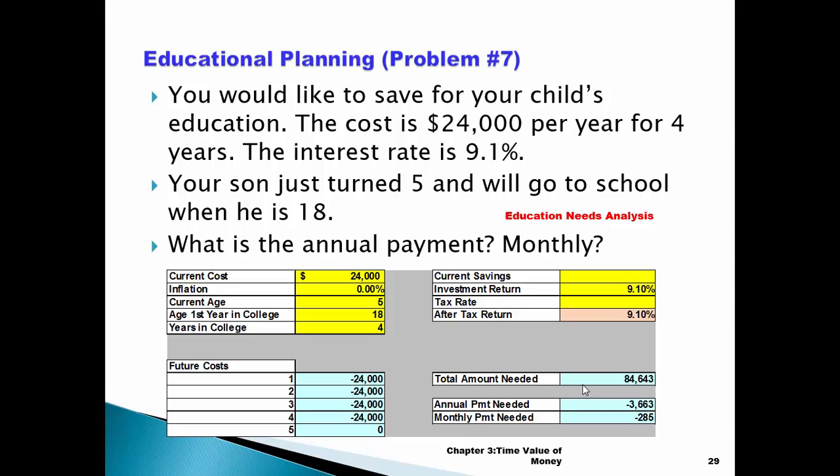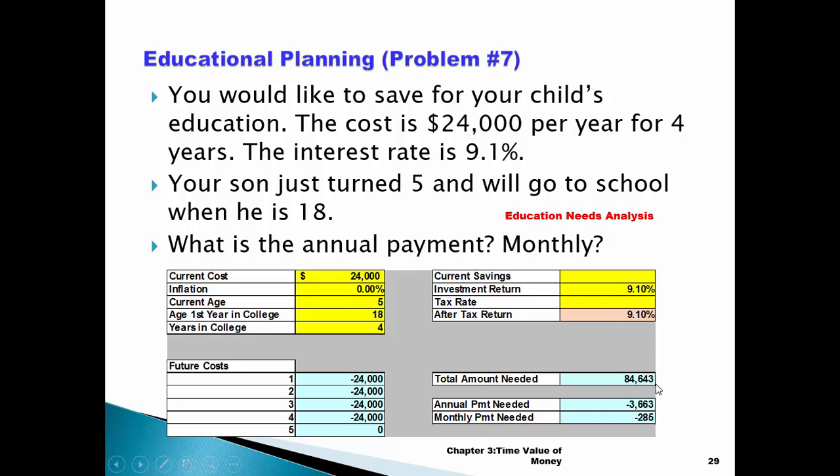You'd like to save for your kids' college education. It's going to cost $24,000 a year for 4 years. The interest rate is 9.1%. Your son just turned 5, is going to go to college when he's 18. So what's the annual payment? And then obviously the monthly payment. So the current cost is $24,000. Inflation is 0. We're not including inflation here. Current age is 5. 18 is when he's going to go to college. He's going to be in college for 4 years. So you see here the cost, the 4-year cost, $24,000 a year. Investment return, 9.1%, what you expect to earn.